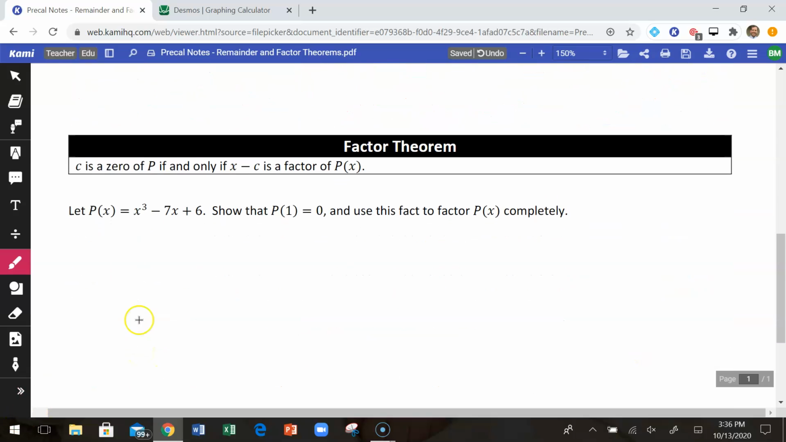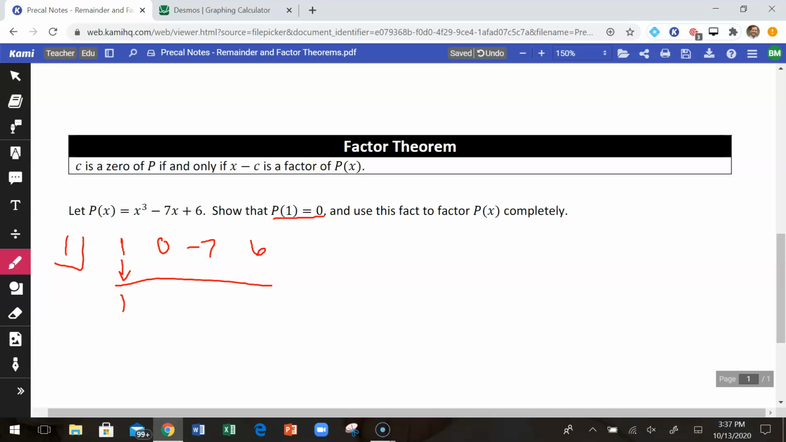The next one is the factor theorem, and it says that c is a 0 of p if and only if x minus c is a factor of p. So here we have a polynomial, x cubed minus 7x plus 6. Show that p of 1 equals 0 and use this fact to factor p of x completely. Show that p of 1 equals 0. So I'm going to use the remainder theorem to do this. What I'm going to do is synthetic division with 1. And that means that I should get a remainder of 0. So my coefficients are 1, 0, negative 7, and 6. Again, I need to put a 0 for my x squared spot.